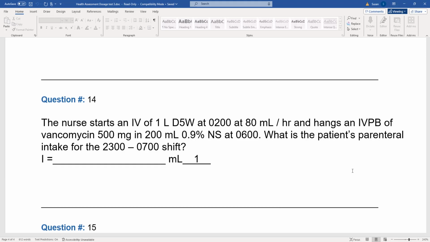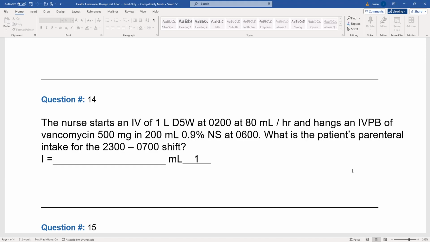6 hours? Fine. 5 hours, right? Yeah. Okay, so your infusion is running at 80 mLs an hour for 5 hours. What is the total volume there? So 80 times 5. 400. Okay, so we have 400 mLs there.